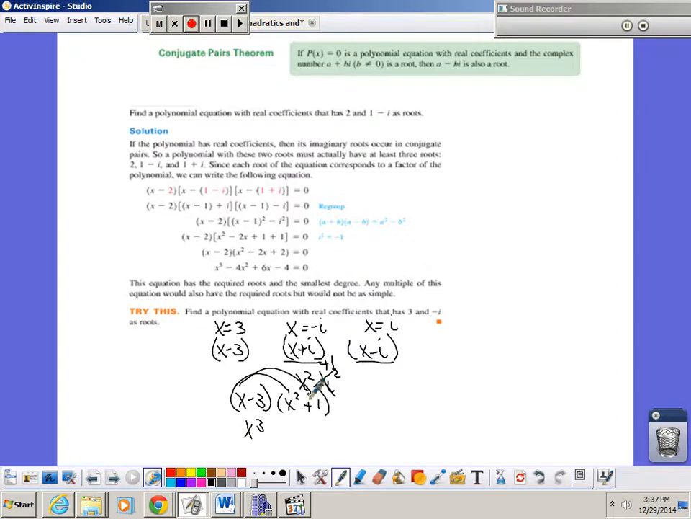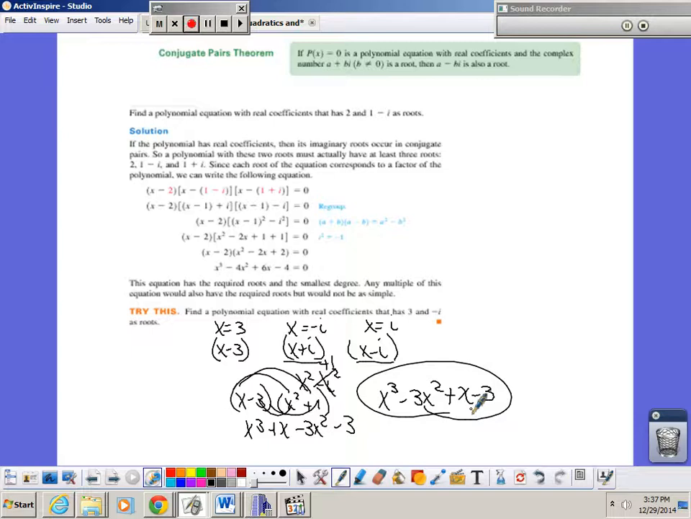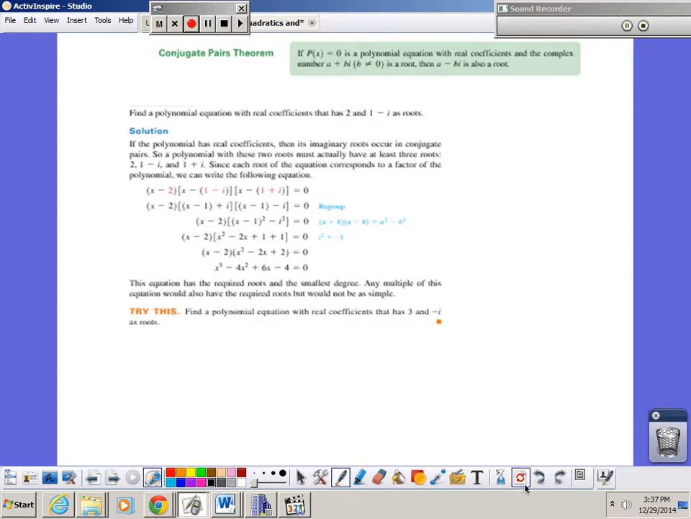x cubed plus x minus 3x squared minus 3. x cubed minus 3x squared plus x minus 3. So, anytime I have one imaginary, I have a second imaginary. Even if they don't give it to me, I know I have it. That's what the conjugate pair theorem says. I told you this was a theorem chapter.